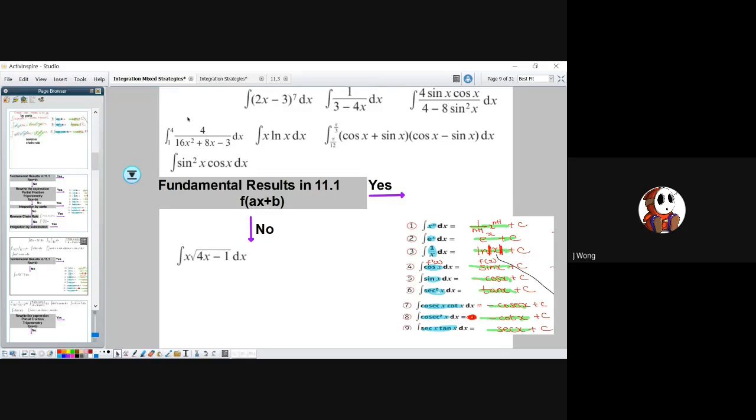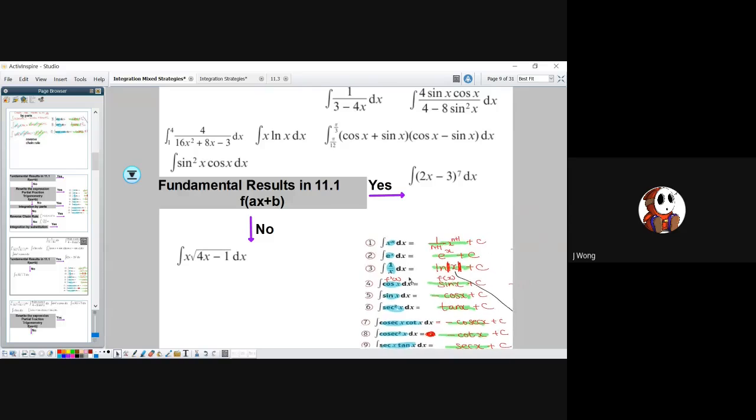For the second one, we could see that it is a power function and it is written in ax plus b form. Then yes, I could solve it using the first one, where I just need to add 1 to the power, divide by the new power, and then divide by the coefficient of x. But I'm not going to write the answers here. I'm just going to quickly run through how I decide.